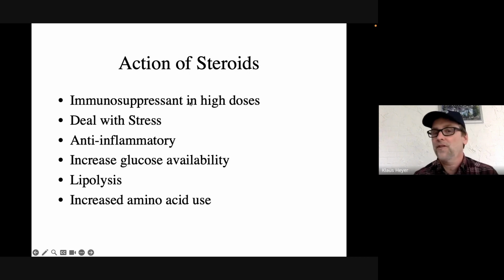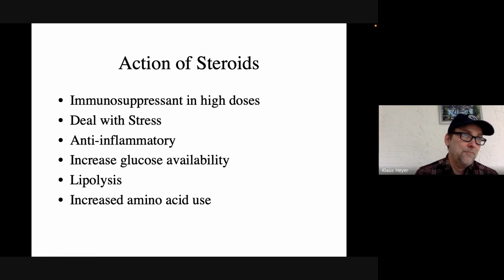So immunosuppressant in high doses. So people that have had transplants or people that have autoimmune diseases, they might be on a high dose of prednisone or something. If you take a high dose of it, it suppresses your immune system. Helps us deal with stress, mental stress, physical stress.